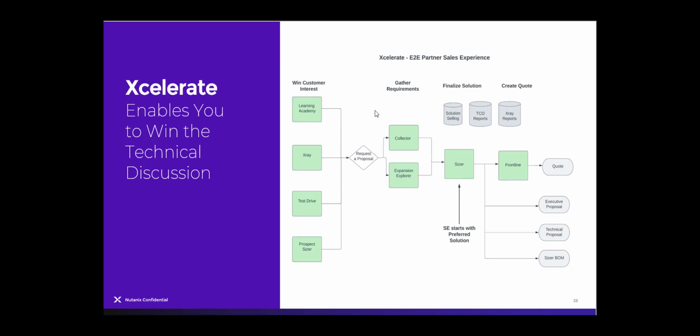Next, when the customer says, okay, let's get a proposal going, you need to gather requirements. Collector, which we'll demo, is a really rich tool to grab data from existing data centers, maybe vCenter, maybe Hyper-V, etc. That data is then used for requirements over in Sizer to finalize that solution. And we'll go through this as an end-to-end demo.